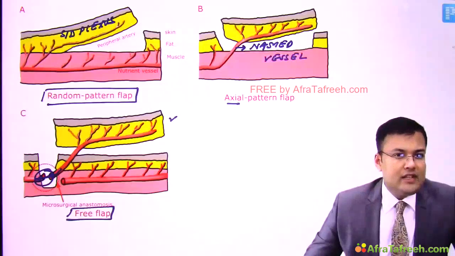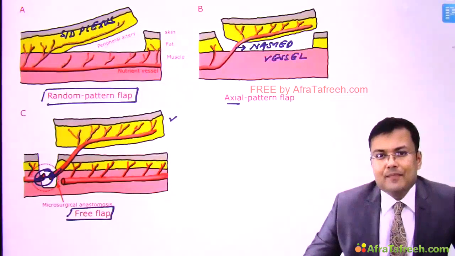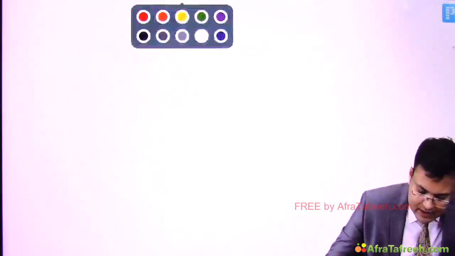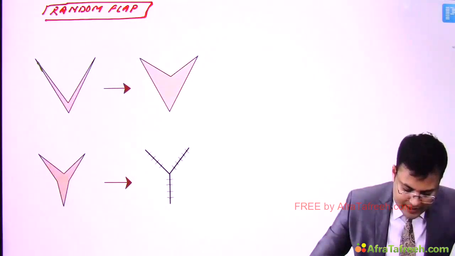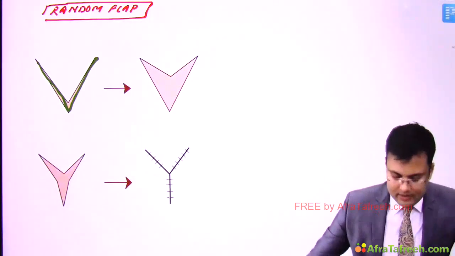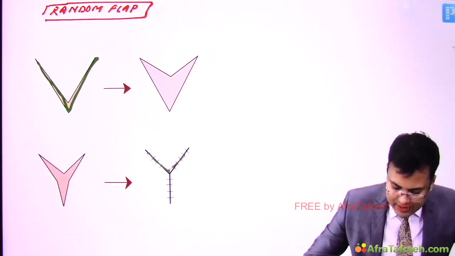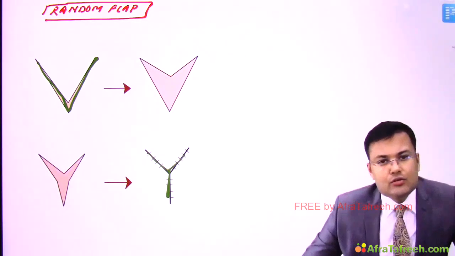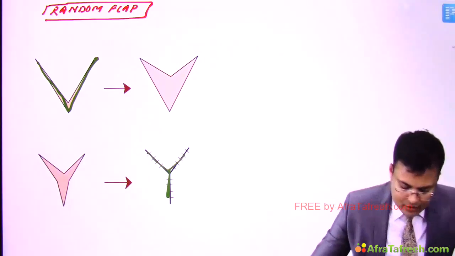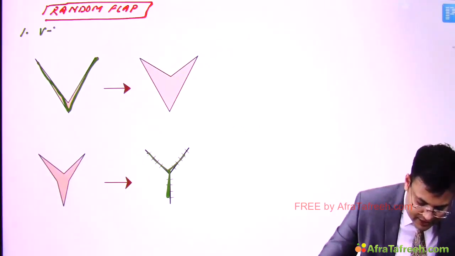First we are going to discuss the types of random flap. First is VY flap. So this is looking like V in the initial incision, and after suturing it's looking like Y. So that's why it is also known as VY plasty.